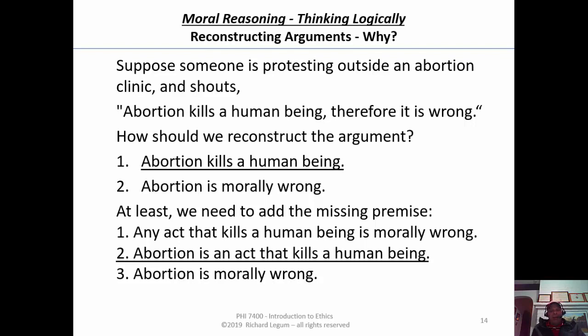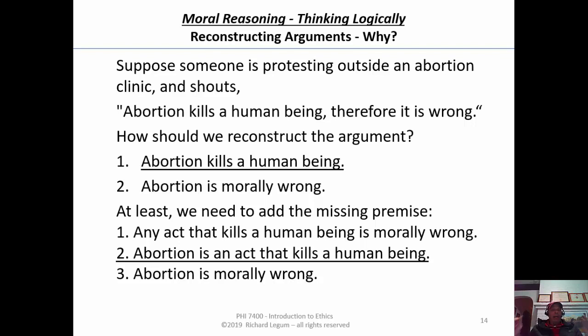But in general, we don't want to tell people that their logic is horrible, that it doesn't work. Rather, we're going to use what I call the principle of charity. We're going to at least try to make the argument valid, and it was easy enough. We added a premise before that first premise, that is, any act that kills a human being is morally wrong. Abortion is an act that kills a human being, therefore abortion is morally wrong.